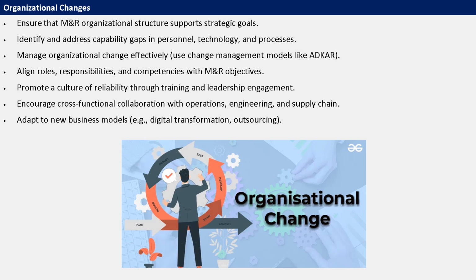Clearly align roles, responsibilities, and required competencies of all M&R personnel with the organization's maintenance and reliability objectives. Promote and embed a culture of reliability across the organization through consistent training, leadership involvement, and recognition of reliability-focused behaviors. Foster cross-functional collaboration between maintenance, operations, engineering, and supply chain teams to improve overall asset performance and organizational efficiency. Adapt the M&R organization to accommodate new business models and trends, including digital transformation initiatives and the strategic use of outsourcing where appropriate.